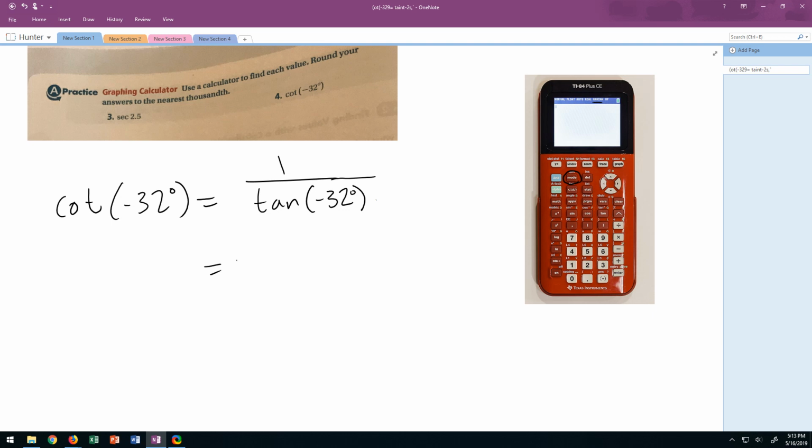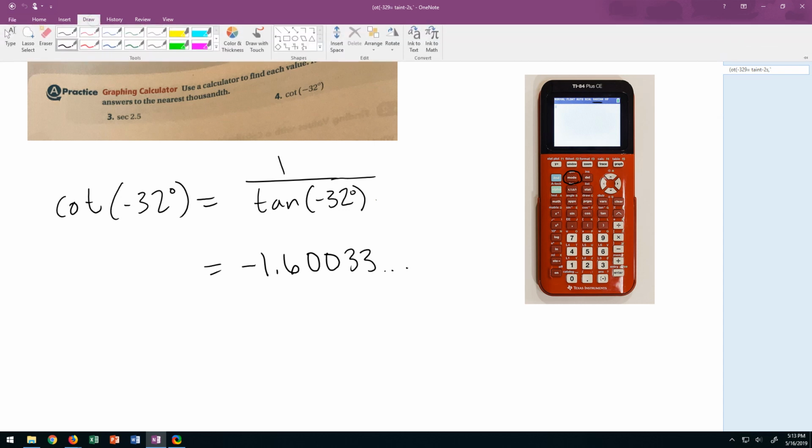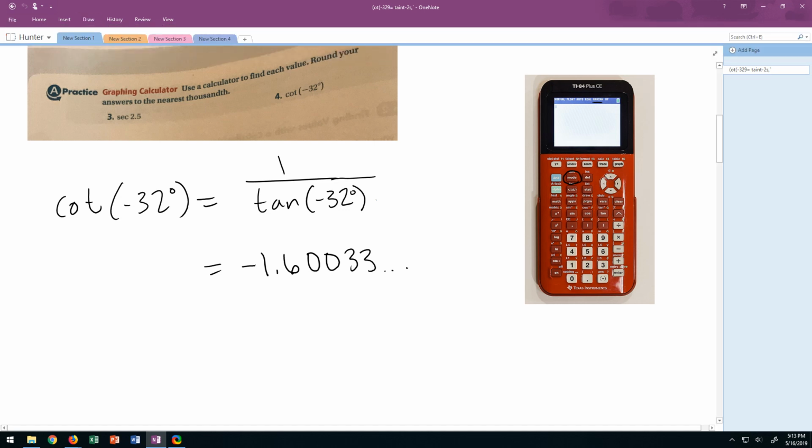All right, this is what I got. My numerical approximation is negative 1.60033, and I'm sure it goes on. All right, so we have to round to the nearest thousandth. I hope I did that right. I am not so confident I did that super right in my calculator. But, you know, that's just calculator stuff.